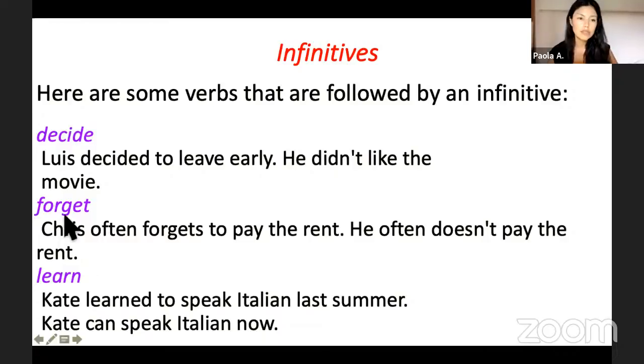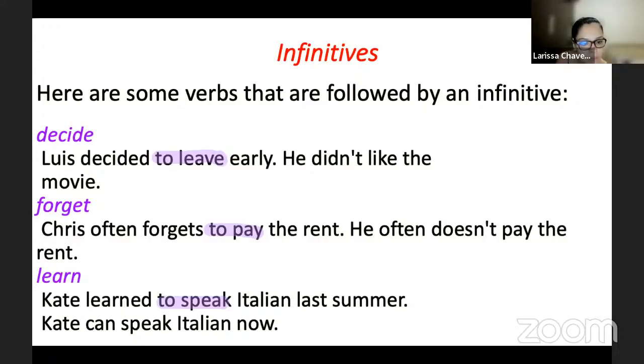Could you read the three examples, please? Okay. Decide. Louis decided to leave early. He didn't like the movie. Excellent. Next one, please. Forget. Chris often forgets to pay the rent. He often doesn't pay the rent. Learn. Kate learned to speak Italian last summer. Kate can speak Italian now.